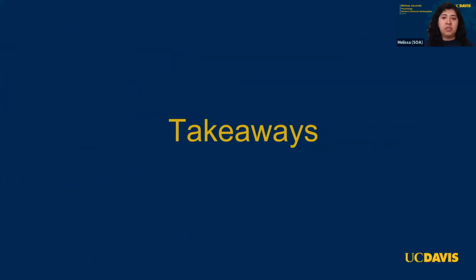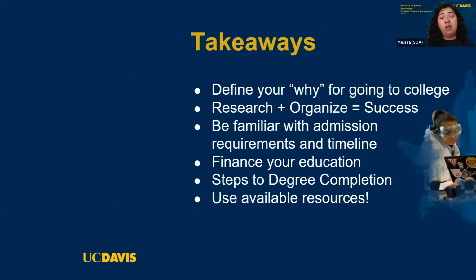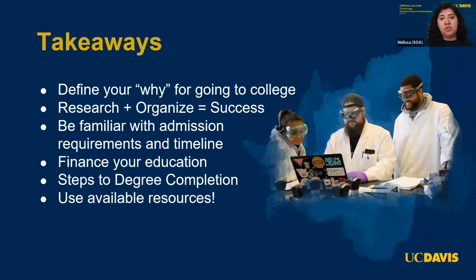I really hope that you liked this presentation and you found it useful. So again, please drop any remaining questions that you have in the chat. We covered a lot during this session, so we're going to end our presentation with some takeaways. Define why you're going to college, understand the transfer options of what your community college offers, and analyze your fit factors before finalizing your educational plan. Be familiar with admissions requirements and the timeline, do not miss any important deadlines, and also think about how you're going to fund your education. Lastly, the best way to understand the transfer process is to look at steps to degree completion.